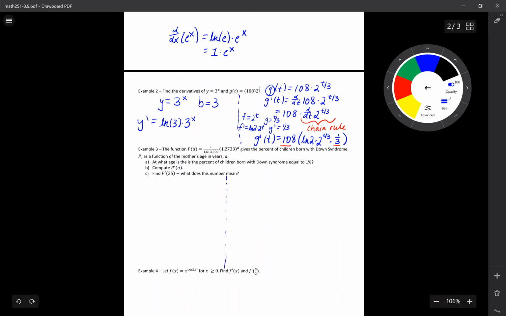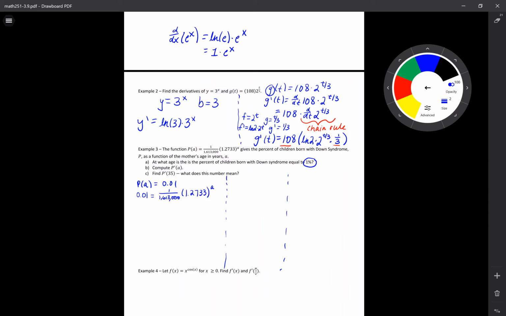So let's break this into parts here. Since I want the percent of children born with Down syndrome to be 1%, I have p of a is equal to 0.01. So if I set this function equal to 0.01, I get 0.01 is equal to 1 over 1,613,000 times 1.2733 to the power of a.